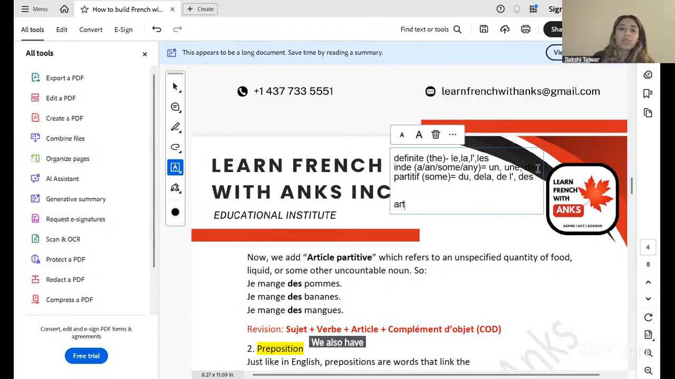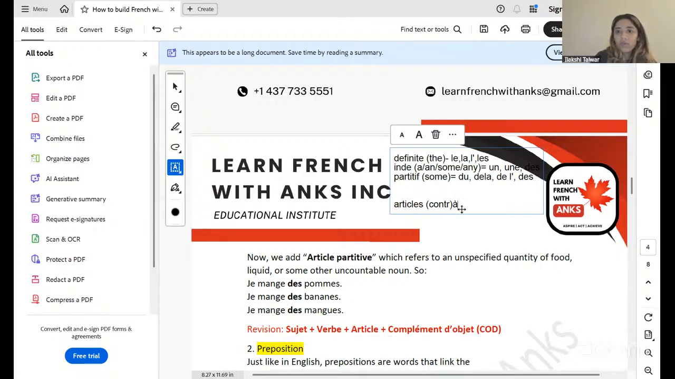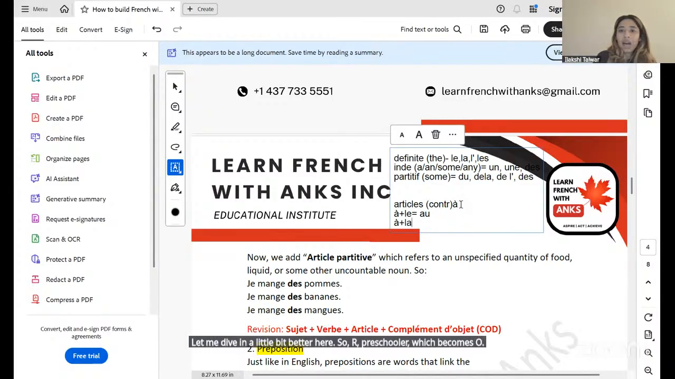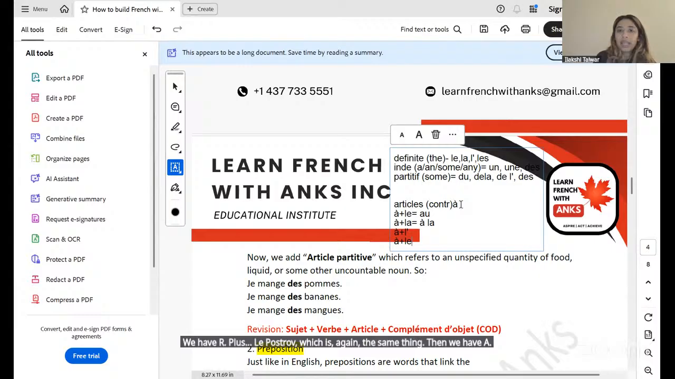We also have some articles that we call articles contractés. That's your contracted articles, wherein you combine à and le. À plus la. So it's a combination of à. Are we all together? Do we all follow this? Yeah, okay. So we have contracted articles in which we combine à followed by le. Let me type it a little bit better here. So à plus le, which becomes au, à plus la, which becomes obviously the same thing, à la. We have à plus l', which is again the same thing. Then we have à plus les, which gives me aux. These are contractions and contracted articles, again a type of article.